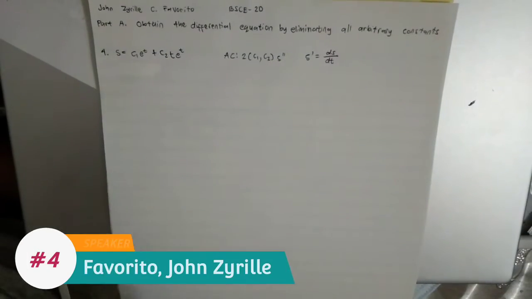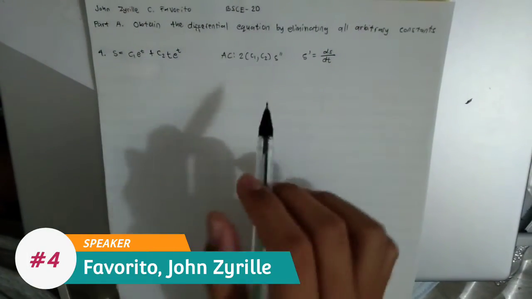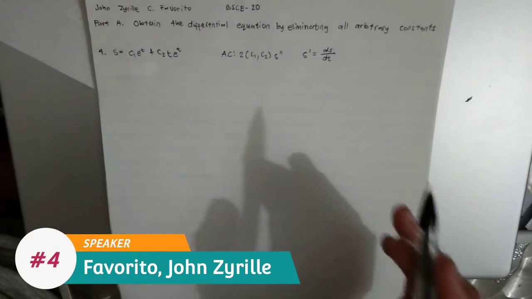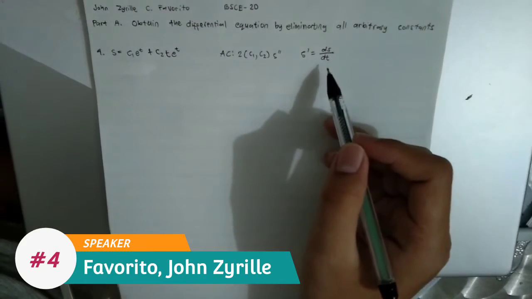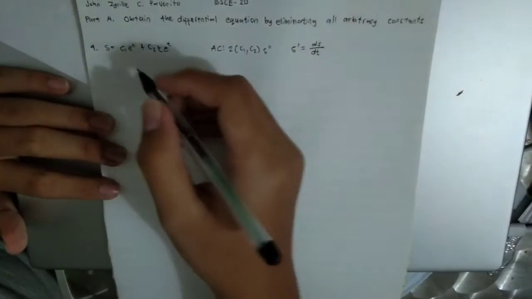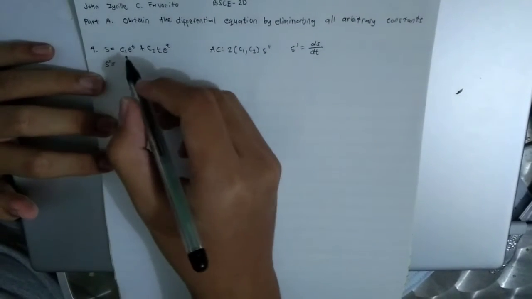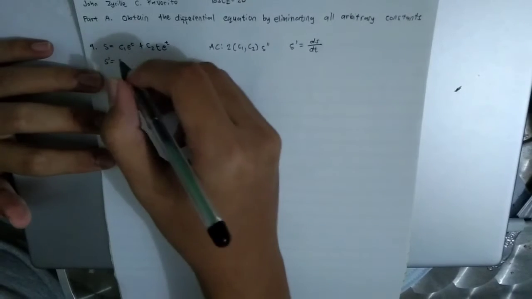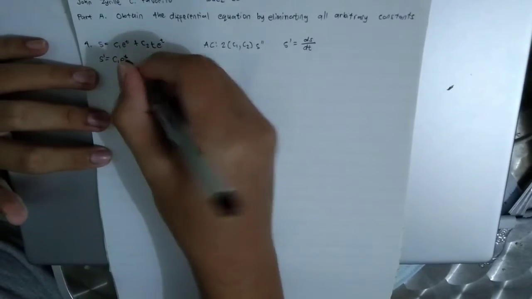And we have here two arbitrary constants, which is c sub 1 and c sub 2, and we need to do until second derivative to find s double prime, in which s prime is equals to ds over dt. So the first step here is to find the first derivative. So derivative of s is simply s prime. Derivative of c sub 1 e raised to t is c sub 1 e raised to t.